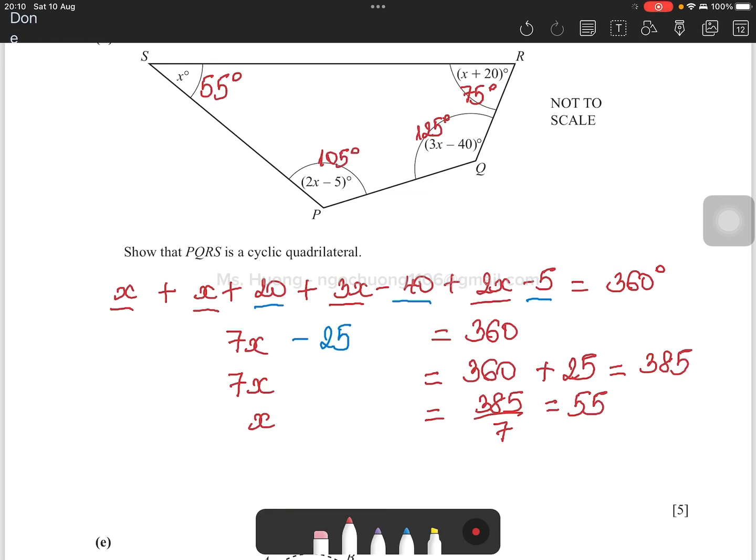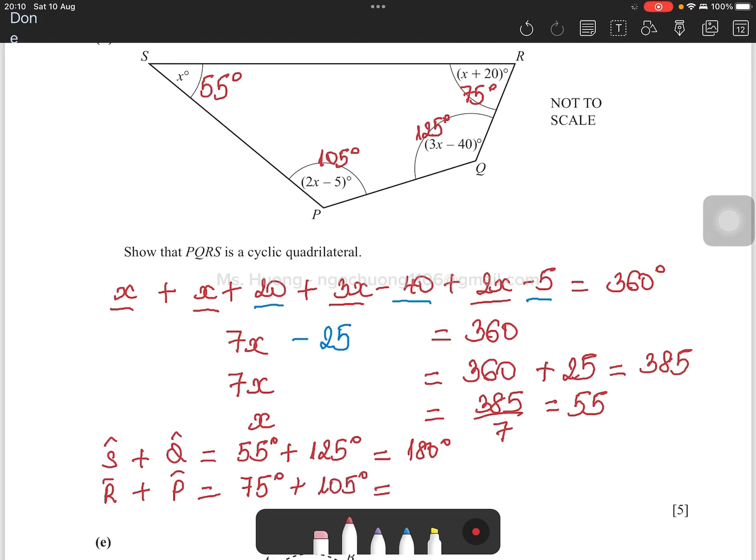So now we check that the angle S plus the angle Q is 55 plus 125 equals 180 degrees. And then the angle R plus the angle P is 75 plus 105, which is also 180 degrees. So we see that the sum of the opposite angles is always 180 degrees. This means it is a cyclic quadrilateral.